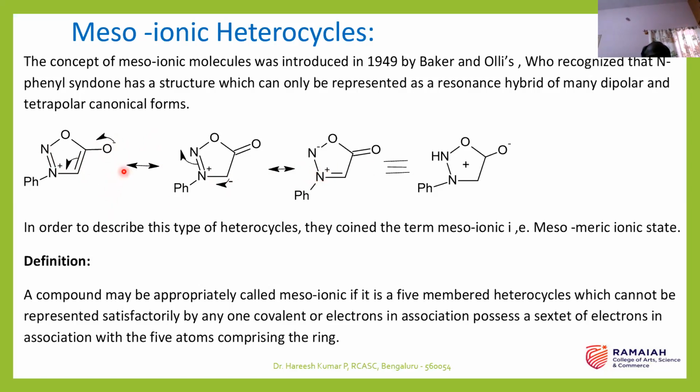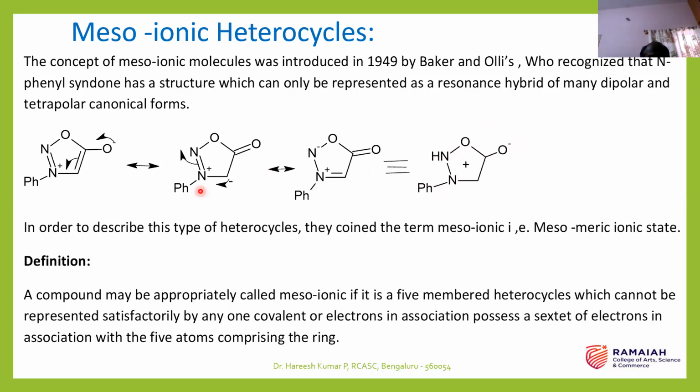So for a compound to exhibit this, it should have a pi electron system, meaning a 5-membered ring, and it should also contain a heteroatom. It also contains the positive part in the ring and the negative part outside the ring. That is the criterion for a meso-ionic compound. You need to remember that a meso-ionic compound should be a 5-membered ring, with a positive charge in the 5-membered ring system and the negative charge outside the ring system. Only such compounds are meso-ionic heterocycles.